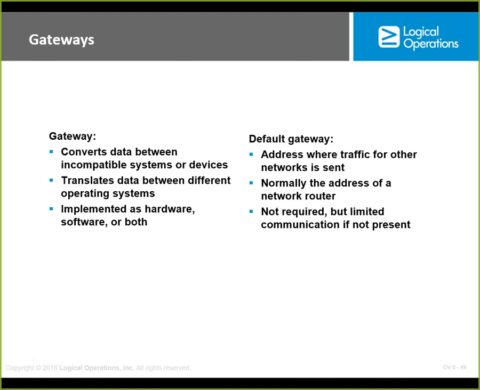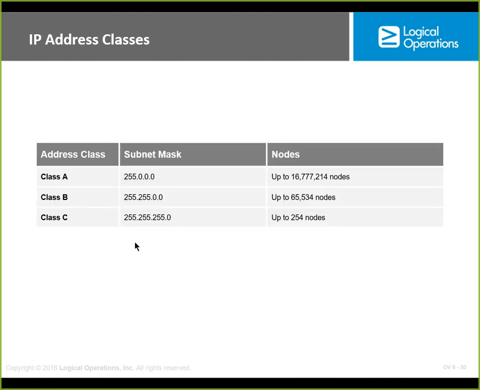So a gateway translates data between different operating systems. It can be hardware, software, or both. The default gateway is the address of the router that gets you off of your network. If you don't have a default gateway in your IP addressing, you're not going anywhere except on your own network. You have to get to the default gateway. The default gateway is the router that's going to take you to the internet or to the other network that you need to go to. It's not required, but without it, communication is limited. You'll be limited to the network that you're on.